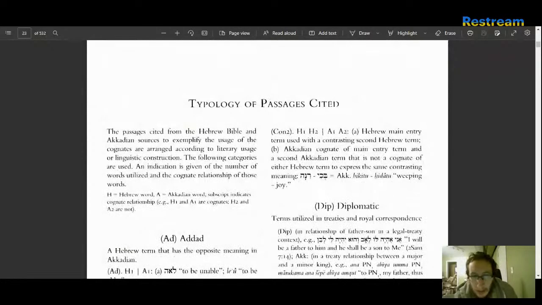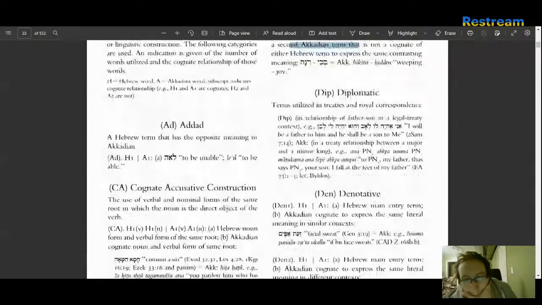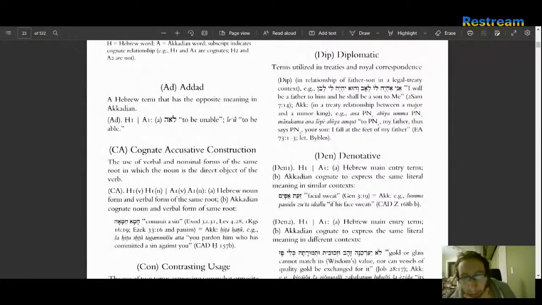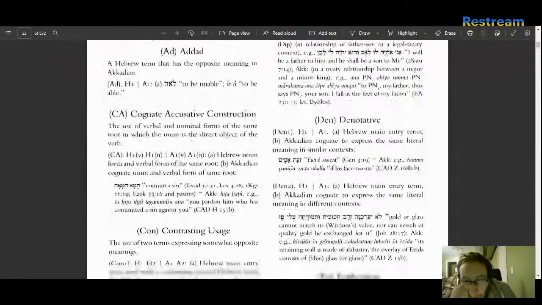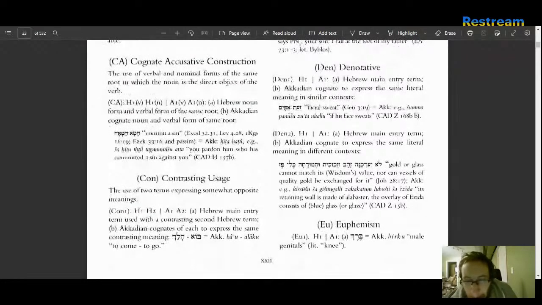Hebrew main entry term used with a contrasting second Hebrew term. Akkadian cognate of main entry term and a second Akkadian term that is not a cognate of either Hebrew term to express the same contrasting meaning. Okay. DIP signifies that it's a diplomatic correspondence. Trying to skip some of this.